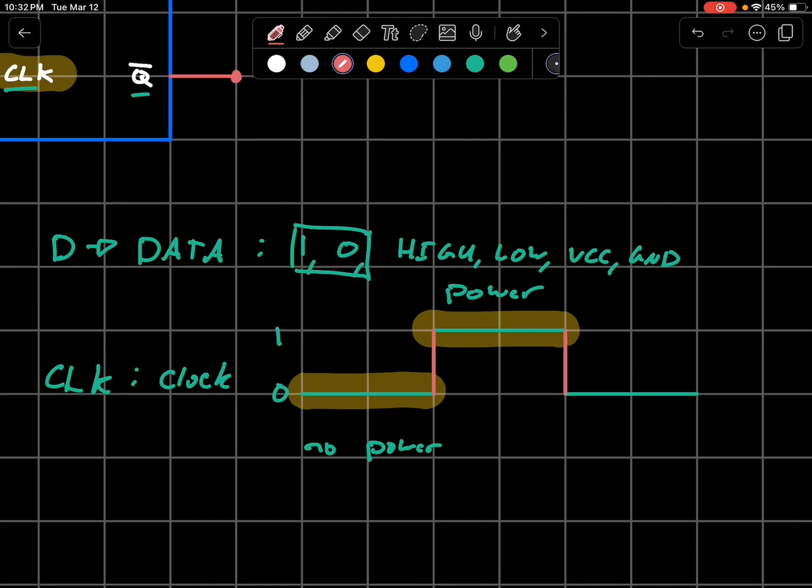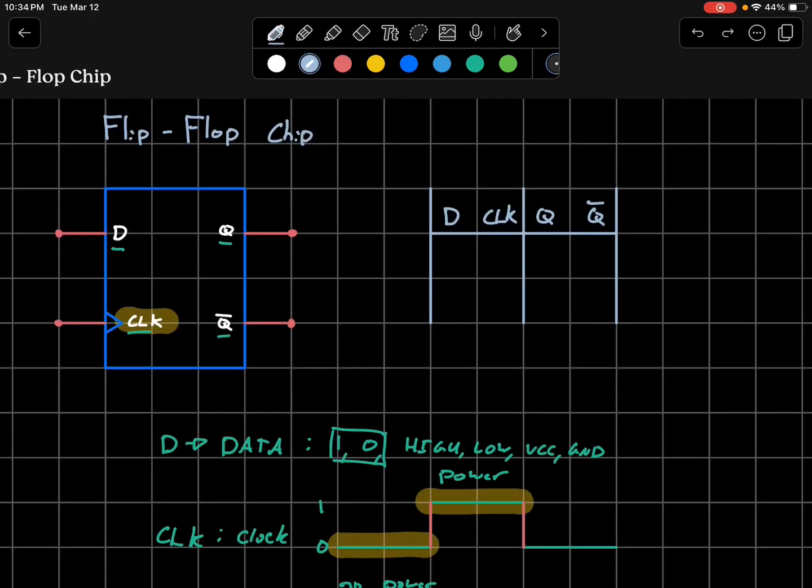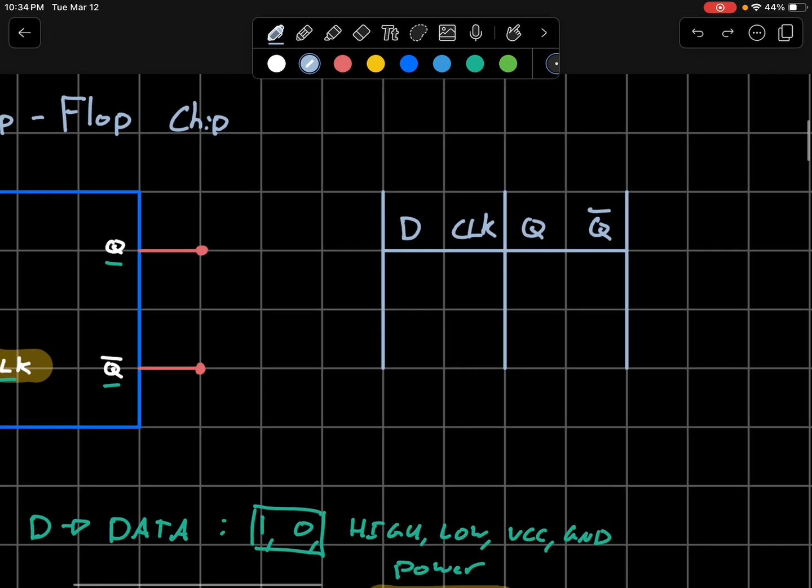A better way to understand this would be to create a table. So now that we have a table, we can start filling it out. But first, I want to clarify what these variables are. So again, this is data. This is the clock. This is the output, Q, and not Q would just be the inverse output.